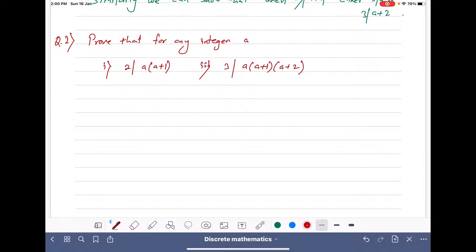Let us first of all understand the statement, two bits. First one says product of two consecutive numbers is always even, and the second one says product of three consecutive numbers is always divisible by 3.